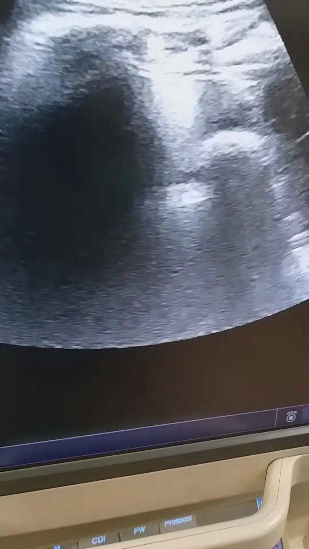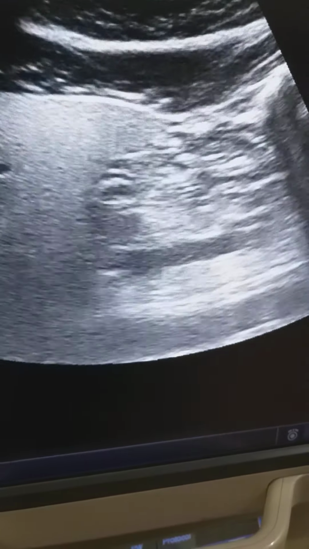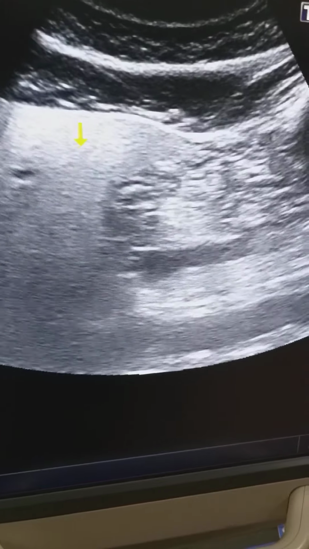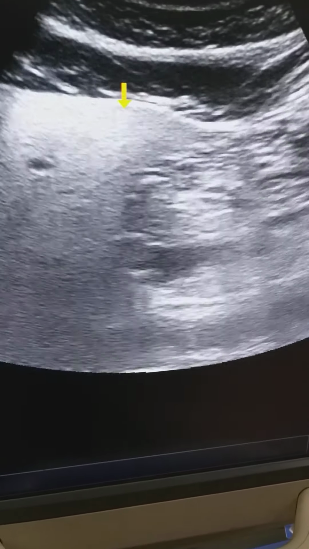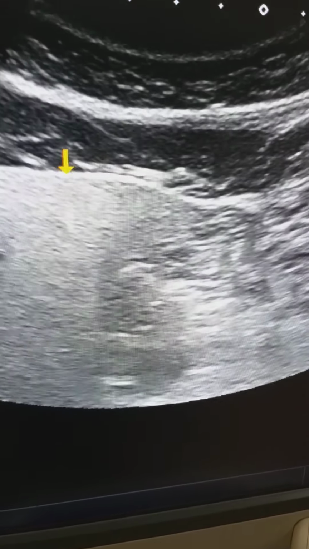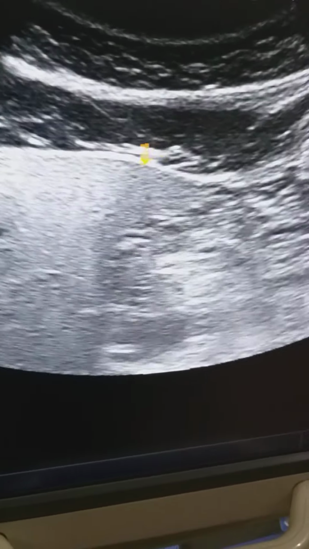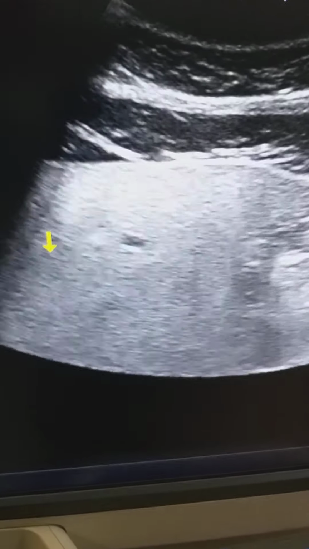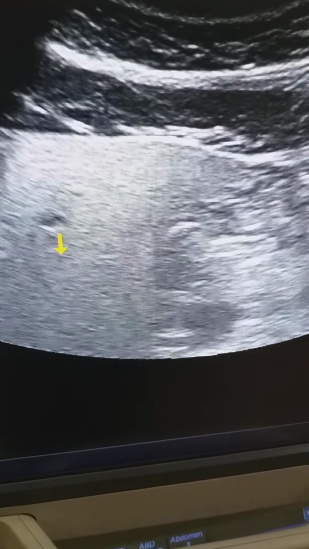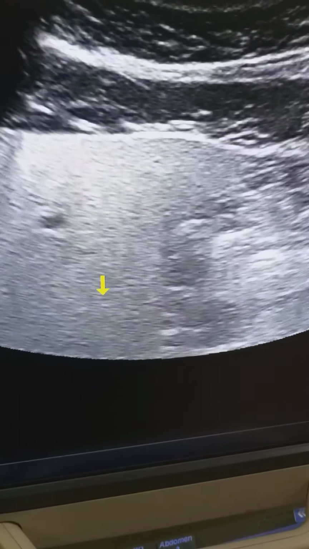Dear colleagues, this is the young male patient. Here we can see that the echogenicity of the liver is increased. However, if we closely monitor, the margins of the liver are smooth, no indentation is seen, and the echo texture is also smooth. There is no nodularity and no coarse echo texture is appreciated.